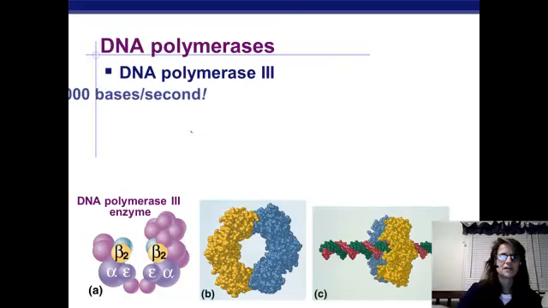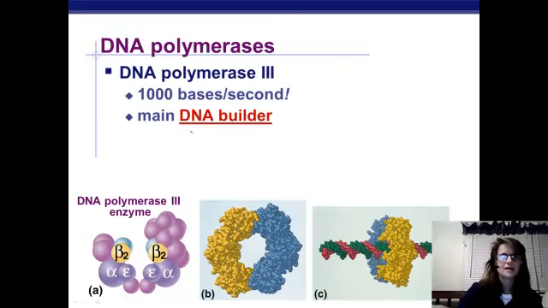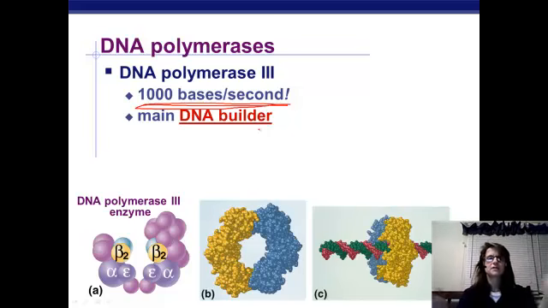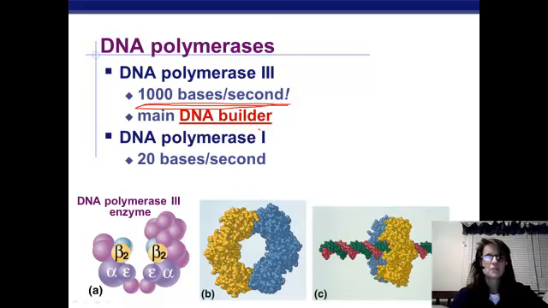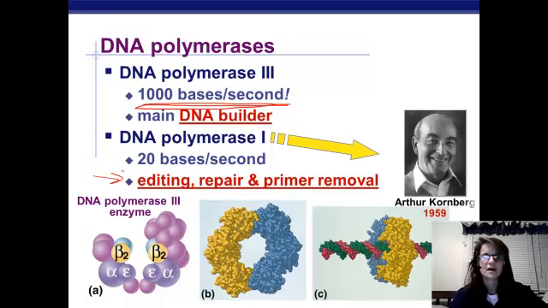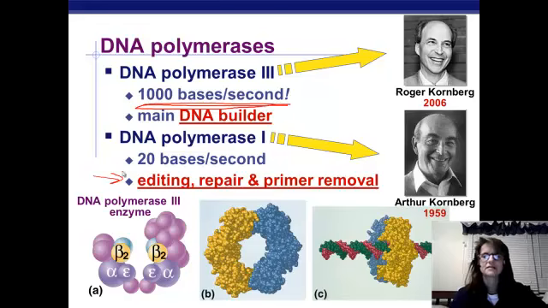This is just showing you what DNA polymerases look like and letting you know that they go really fast. 1,000 bases every second. There went 1,000 bases. There went another 1,000 bases. Amazingly fast, and it is our main DNA builder. DNA polymerase 1 is not quite so fast, and it is primarily an editing, a repair enzyme that can do some proofreading for us to make sure that everything is correct in the DNA molecule and can fix it if it's not. And these guys figured this out.